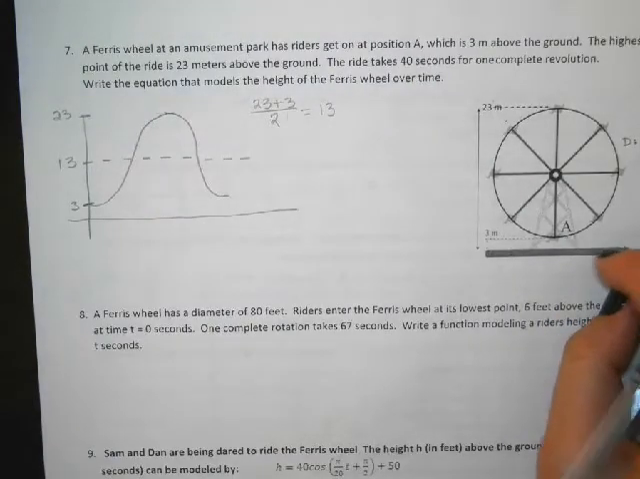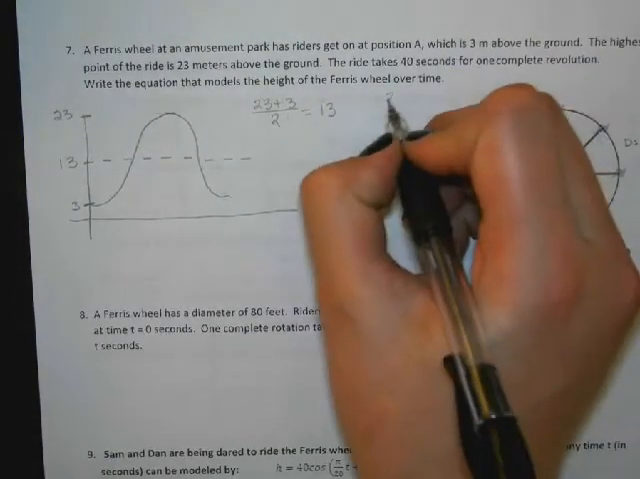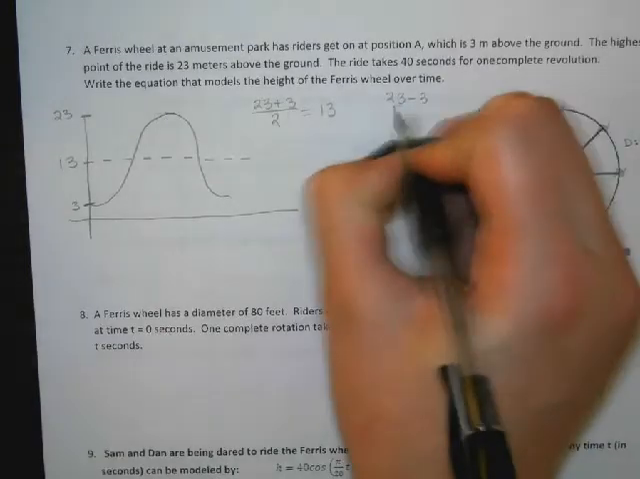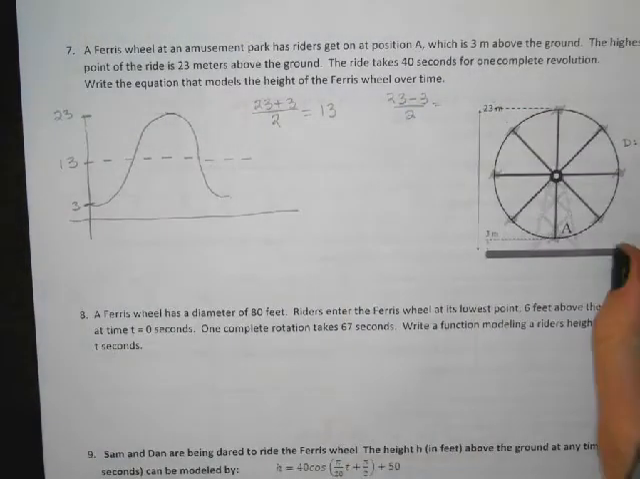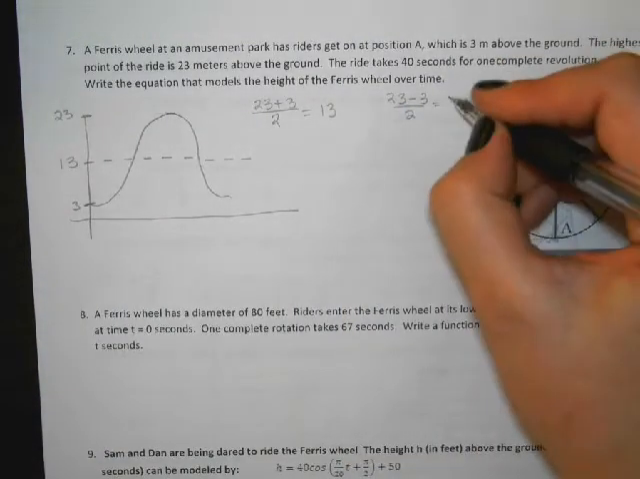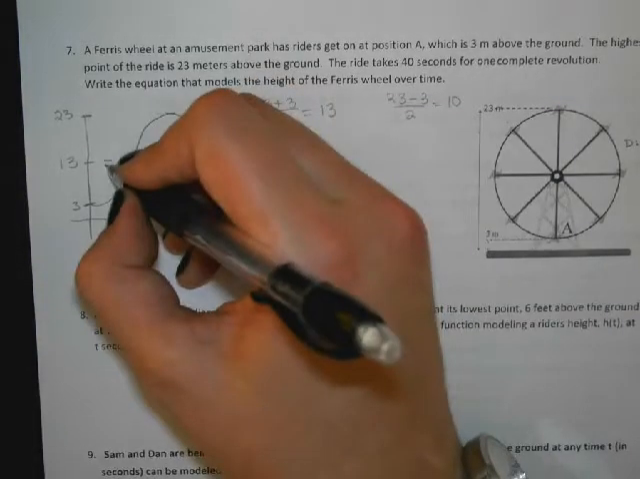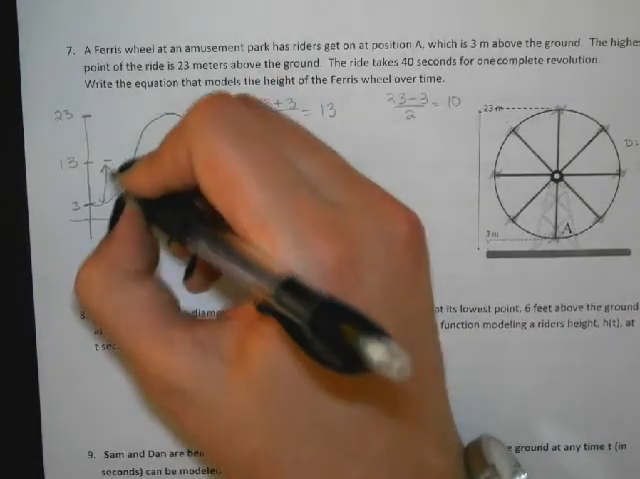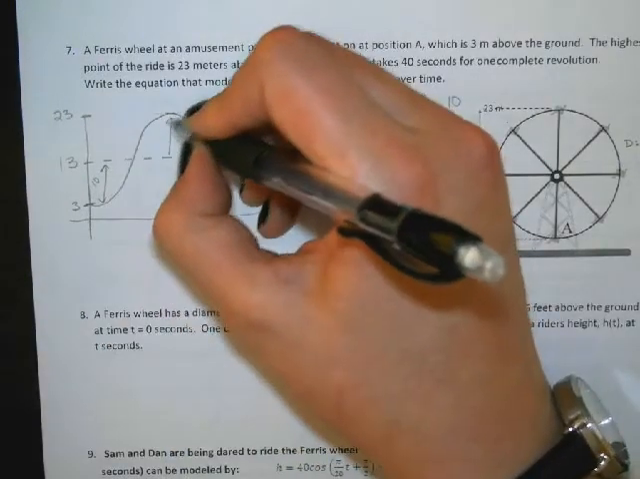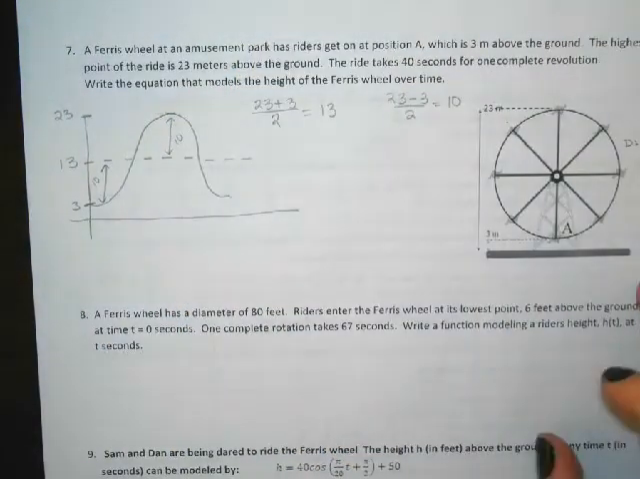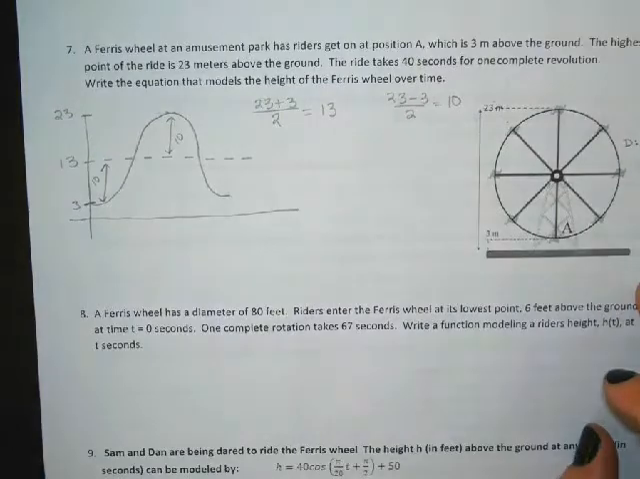Now I'm going to do 23 minus 3 divided by 2. And that gives me 10. And what did I find there? I found the amplitude. So this right here, the amplitude is 10.